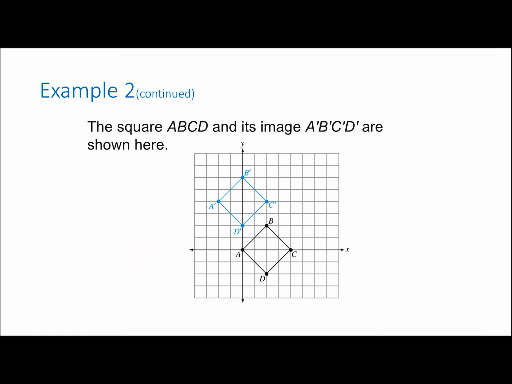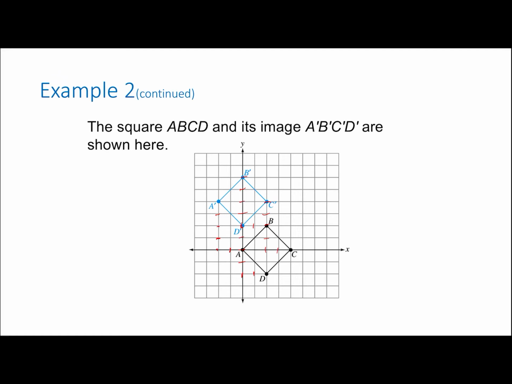You can see each point A to point A prime, move left 1, 2, and then 1, 2, 3, 4 up. Same thing with point B, 1, 2, then 1, 2, 3, 4 up. Same thing with C, 1, 2, 1, 2, 3, 4, and then same thing with D, 1, 2, 1, 2, 3, 4. And so each of those got moved left 2 and up 4 to get us to that point.